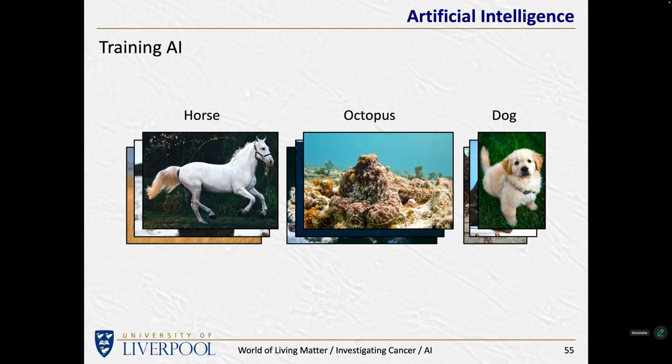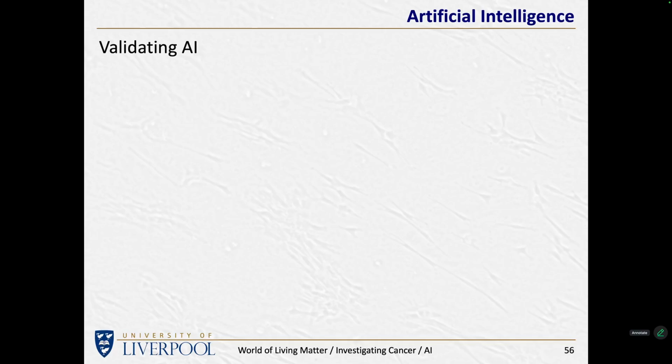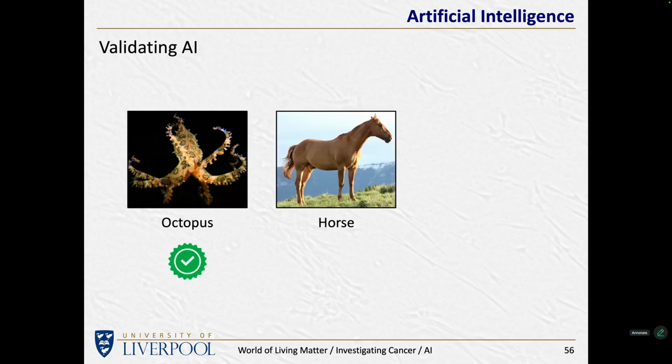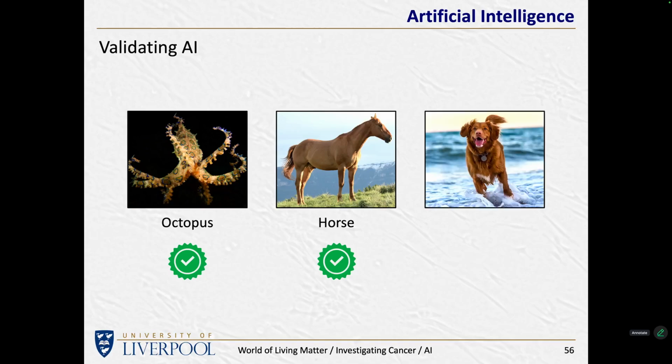But before we use it, we then test it or validate it by saying, let's go through a few thousand images and make sure it gets it right. We'll give it a picture of an octopus and make sure that it says it's an octopus. And we'll give it a picture of a horse and it will say the answer is a horse and we'll say correct. But every once in a while, we'll give it a picture of a dog and it will say, octopus. No, wrong. That's not an octopus.